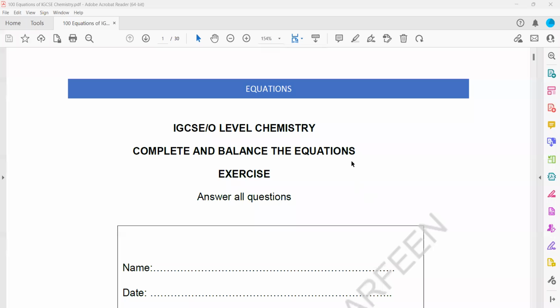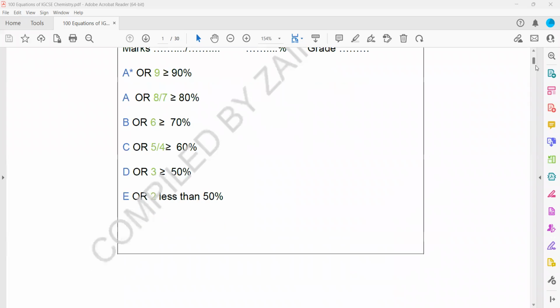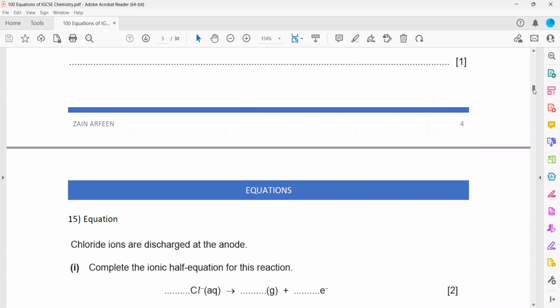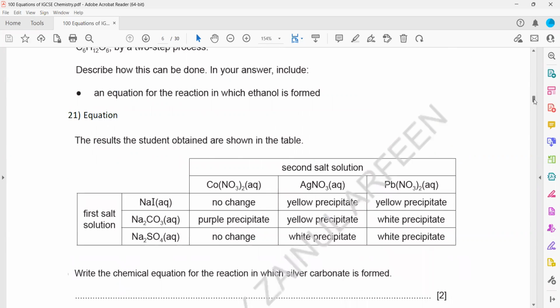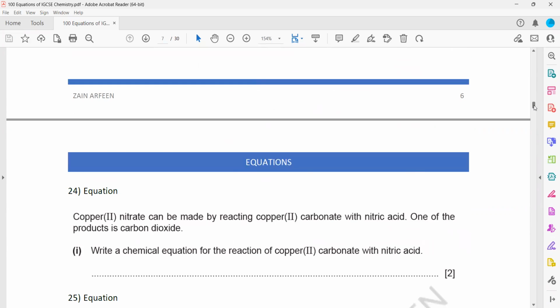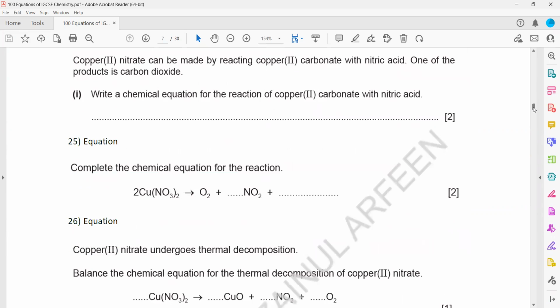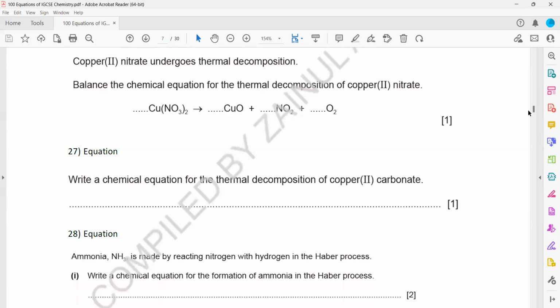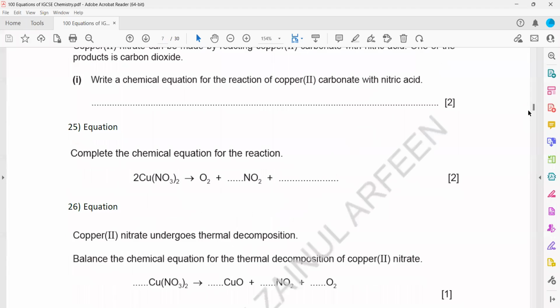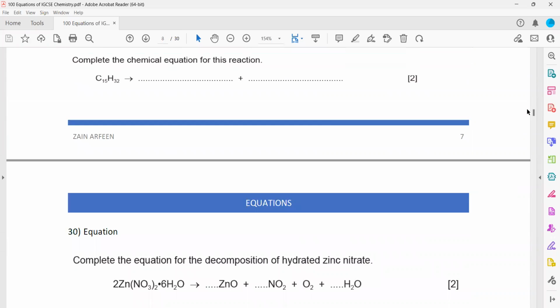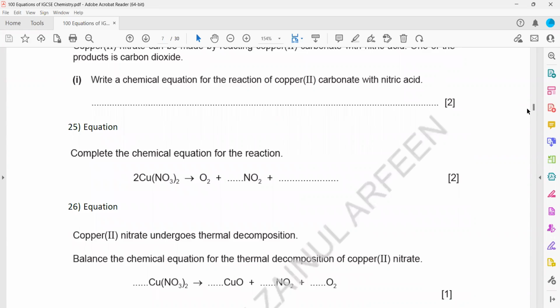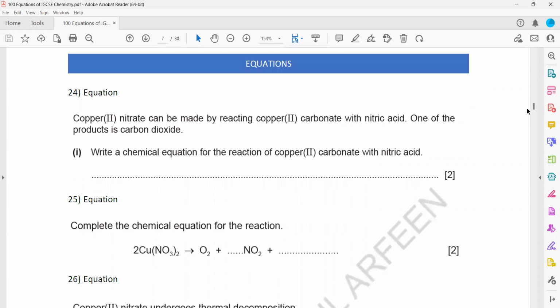So this was an exercise: complete and balance the equation. We did the first 6 pages from this, starting with page 7.